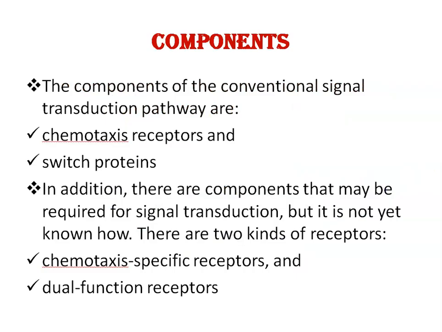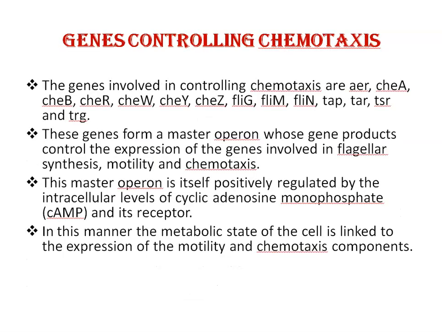So first of all, we'll start with the components of the signal transduction pathway. The components of conventional signal transduction pathways are chemotaxis receptors and the switch proteins. In addition, there are components that may be required for signal transduction, but it's not yet known how. There are two kinds of this type of receptors. One is chemotaxis specific receptors, and the second is dual function receptors. Another important thing is the genes controlling chemotaxis. So I would like to tell you about these genes.